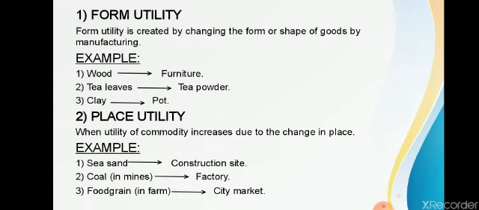Third one, when the food grain in the farm is being transported to the city market. So here in all the three cases, sea sand transported to the construction site, coal in the mines transported to the factory, and the food grains in the farm transported to the city market, these are all examples of the place utility. Here all of them, the sea sand, coal and food grain, have greater utility due to the change in the place. So it is an example of the place utility.